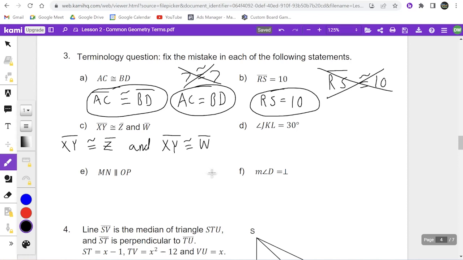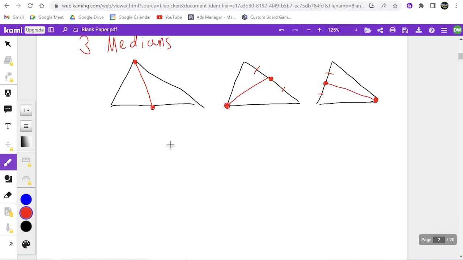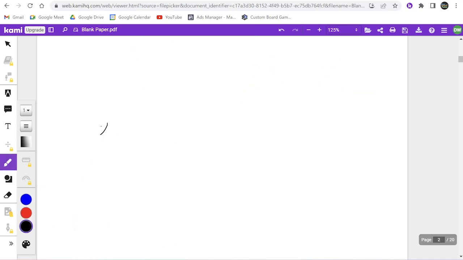Now, I will say one thing you can do, this works as well. I would also accept XY is congruent to Z, and then a second congruent symbol to W, with the line segments above it. This is fine as well. I would accept this too. Any questions?